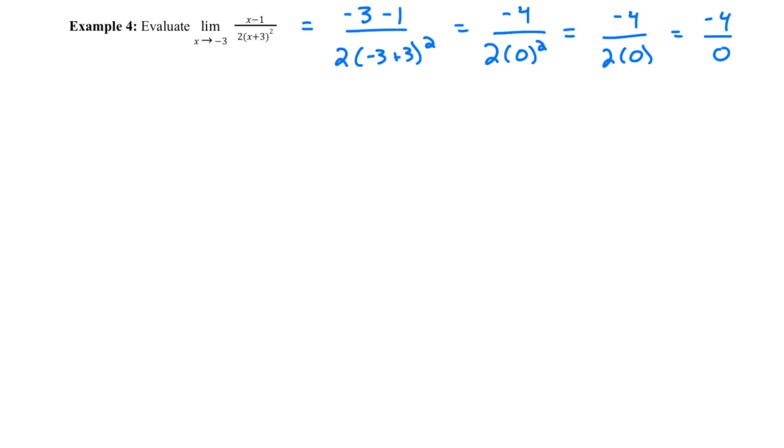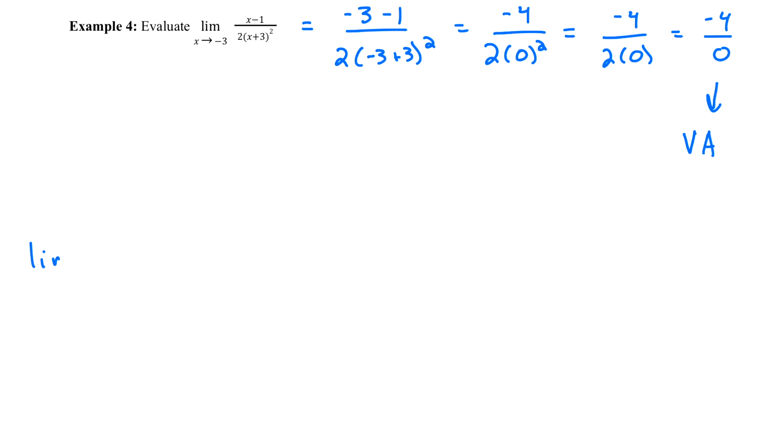Remember, when we have a number divided by 0, that tells us that we have a vertical asymptote at this particular x value. We've got a vertical asymptote at x equals -3. In a situation like this, if you're looking at a one-sided limit, then you can just look at that one side. But here we're looking at a two-sided limit. We want to look at the limit as x approaches -3. So that means I'm going to have to break this down into two separate parts. I'm going to have to look at the left-hand limit, and then the right-hand limit.